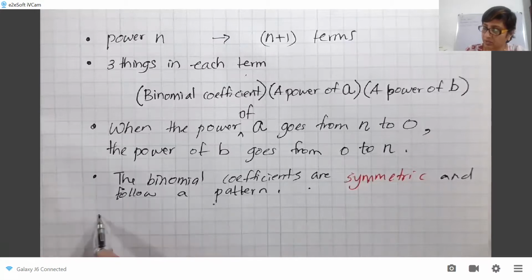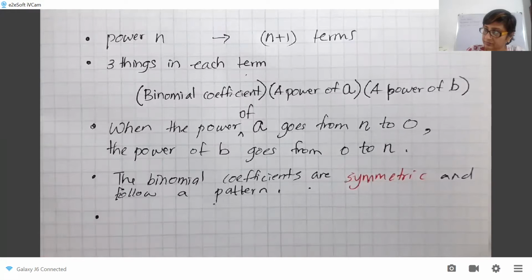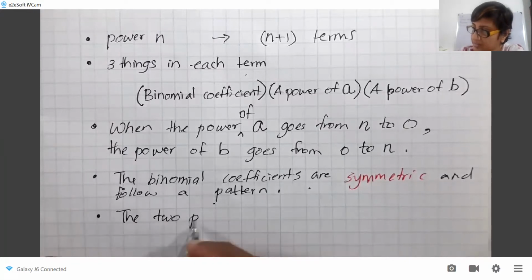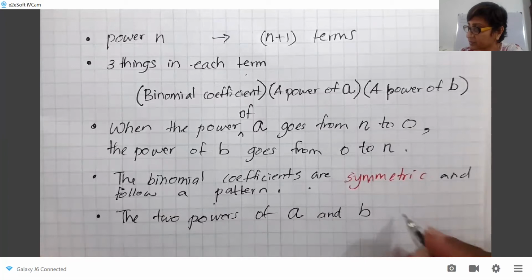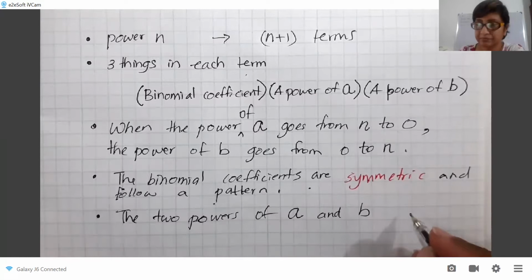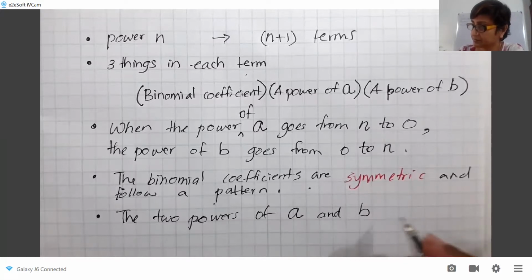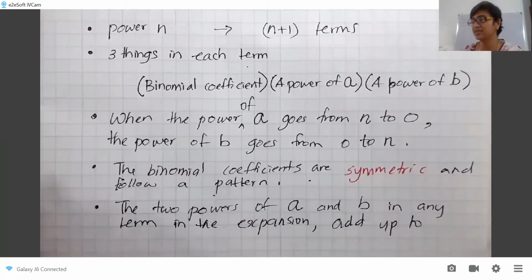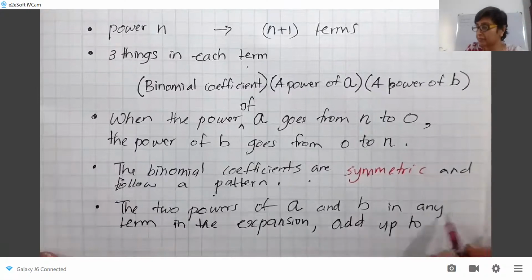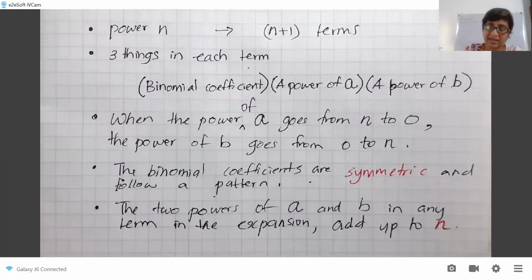Okay, one more bullet point. The two powers of A and B in any term in the expansion add up to n. Now we are always referring to n here as the power. If n is the power, they add up to n, which is the power number. The two powers of A and B in any term in the expansion add up to n.